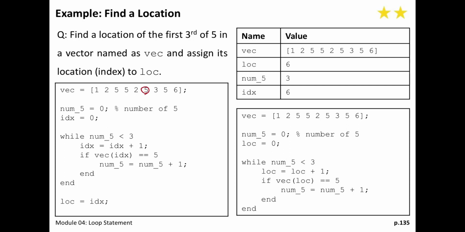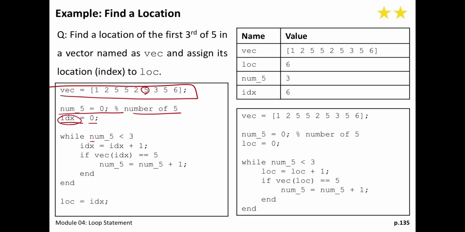But in this question, let's assume the number of 5s in the vector is more than 3. This is your input. Num5 is the number of 5s. Index is 0. Index will be the location of the 5 at the end. This is a good example of the while loop usage. Okay, let's see the code.